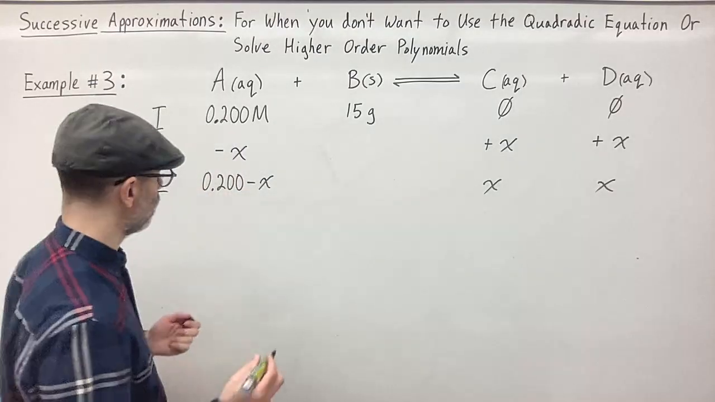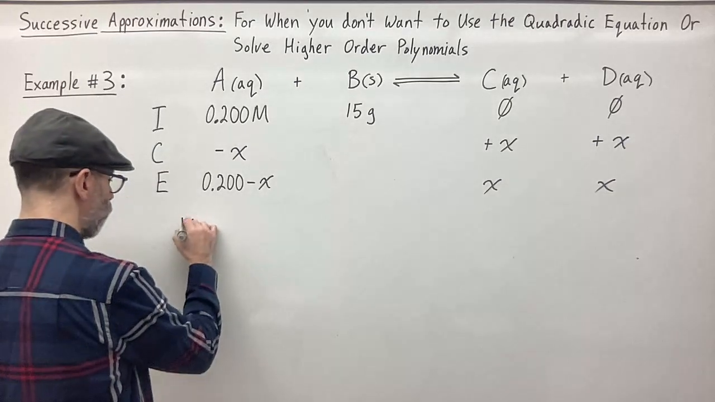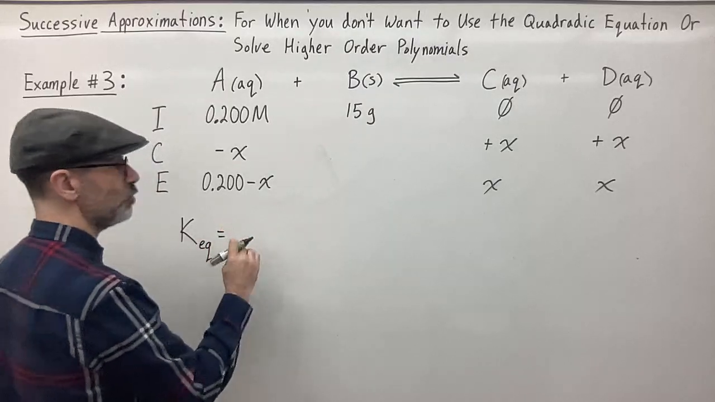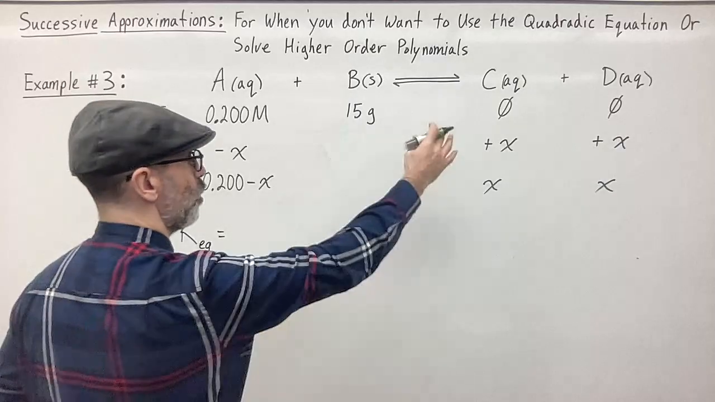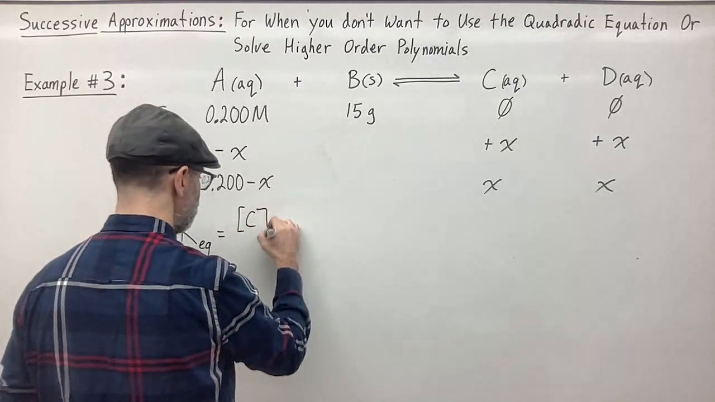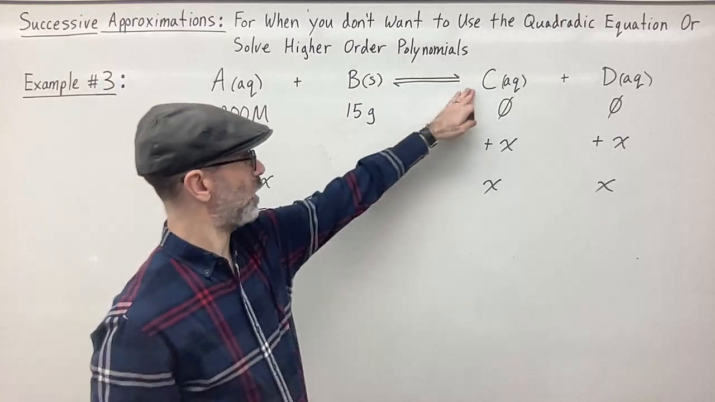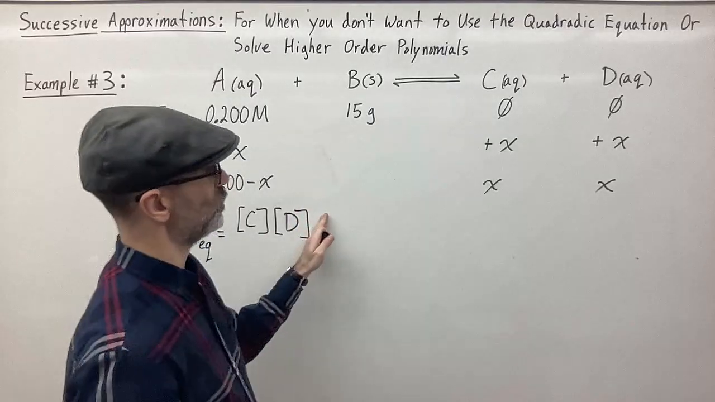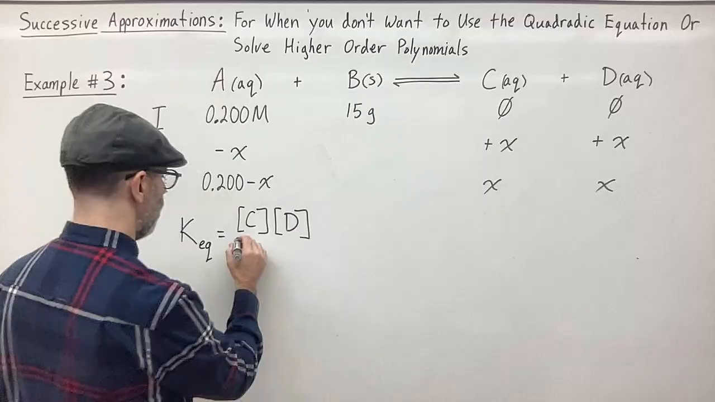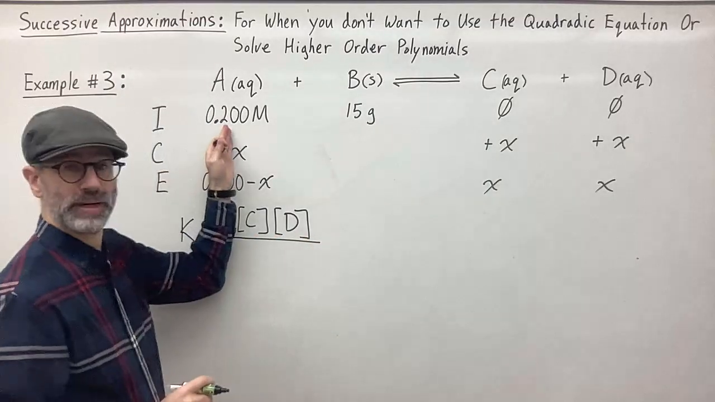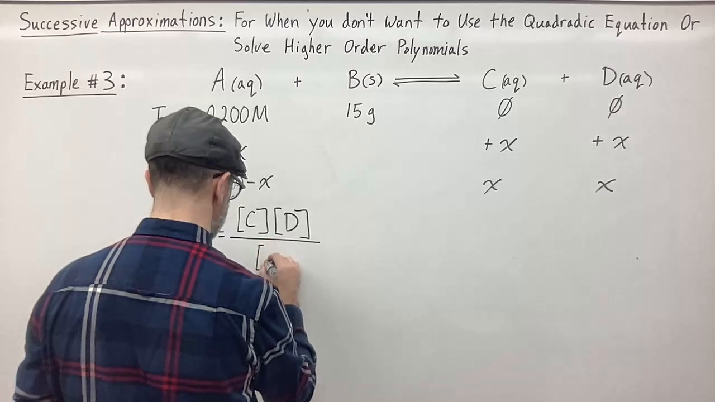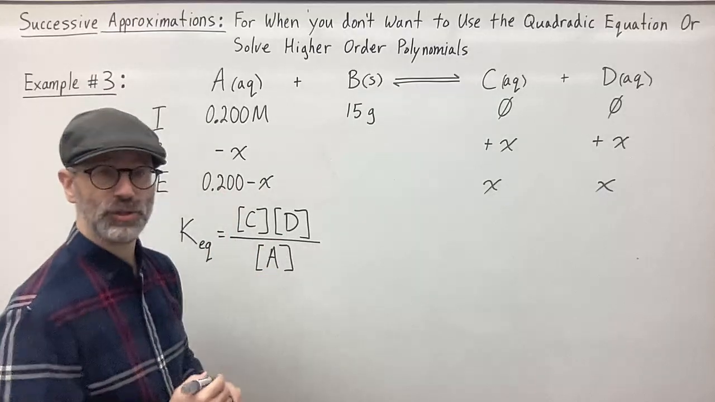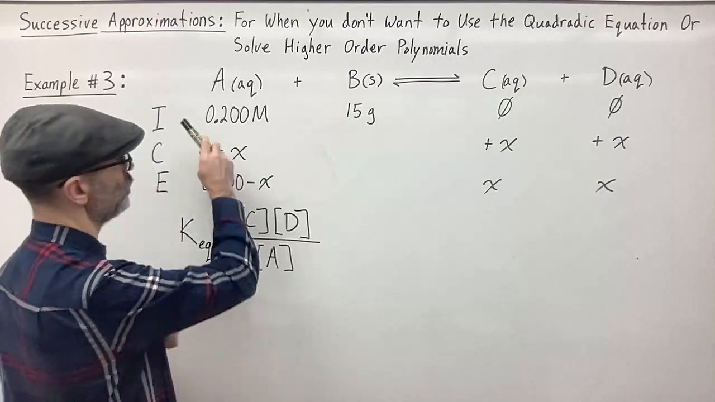So now we can write our expression for the equilibrium constant. KEQ is going to be equal to, remember, products over reactants. So the concentration of C raised to its coefficient, which is 1, multiplied by the concentration of D raised to its coefficient, which is again 1. And then that's going to be over the concentration of the reactant A. Reactants are on the bottom. So A, again raised to the coefficient of 1. All of these are raised to the power of 1 because their coefficients are 1.